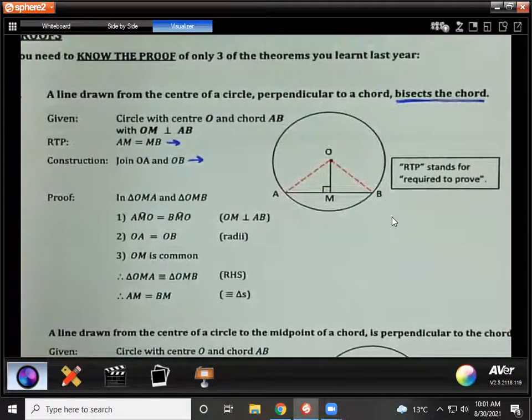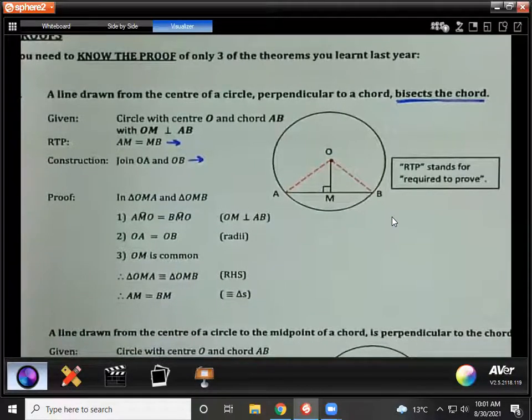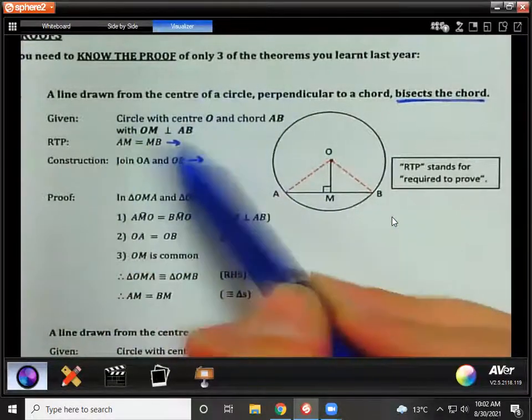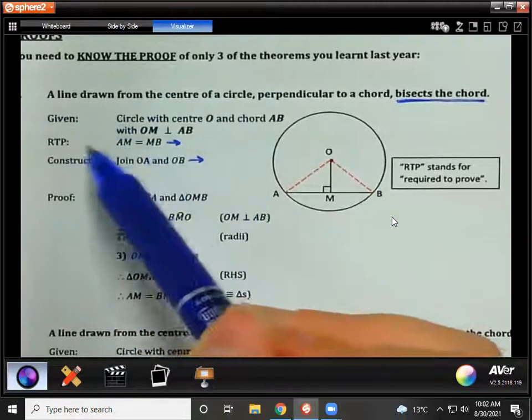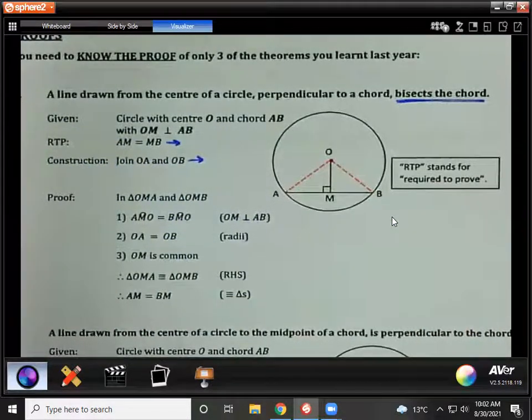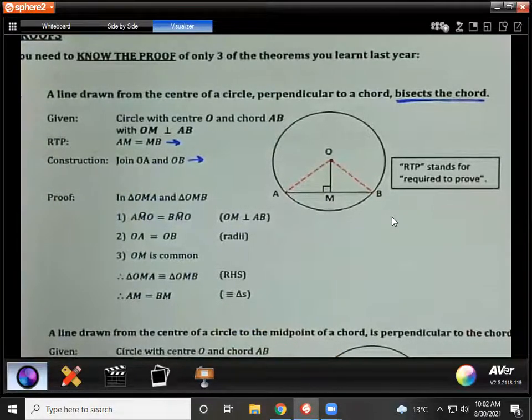Yeah, the wording that they use is normally "prove the theorem that states," and then they'll put it in quotation marks. It's normally on an answer sheet. So they usually give you the circle and lines that you have to fill in. They'll say given this, then they might say RTP and there will be a dotted line. You have to fill it in. And then they'll say construction, you have to fill it in, draw it on the picture.